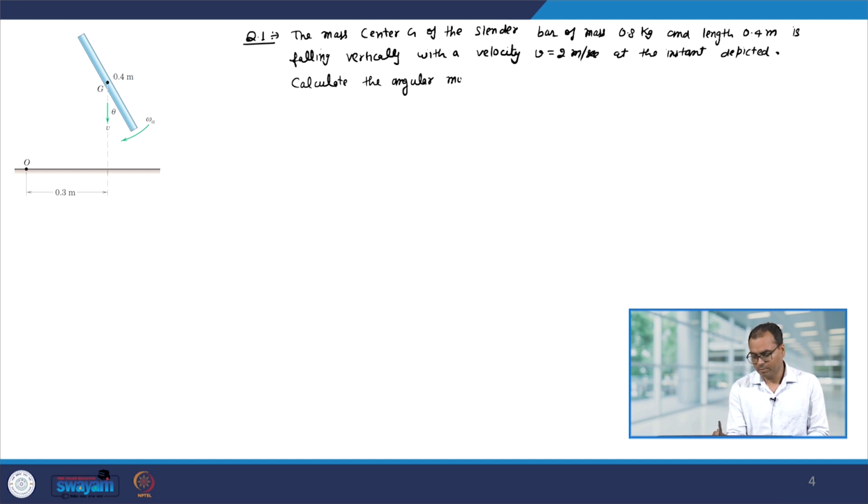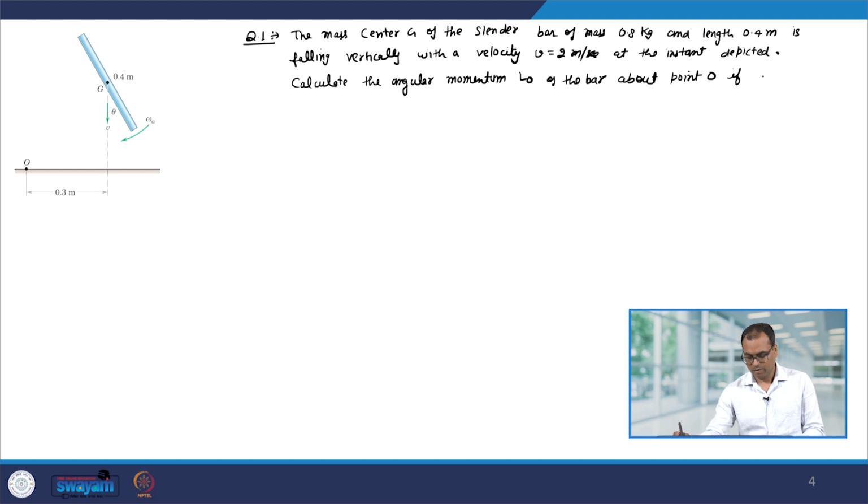Calculate the angular momentum L naught of the bar about point O if the angular velocity of the bar is 10 radian per second in the clockwise direction.